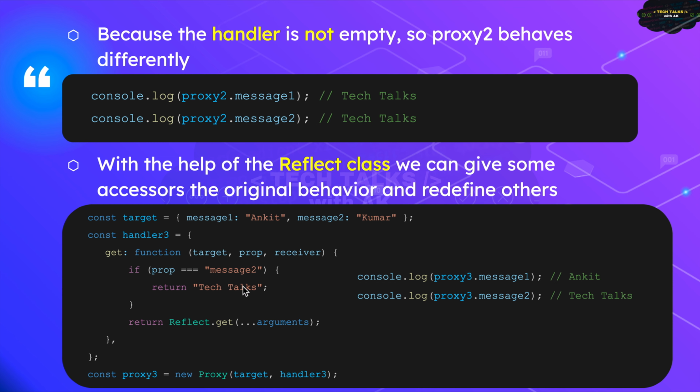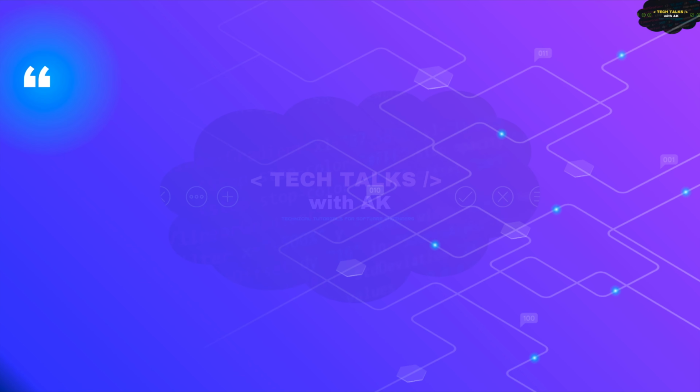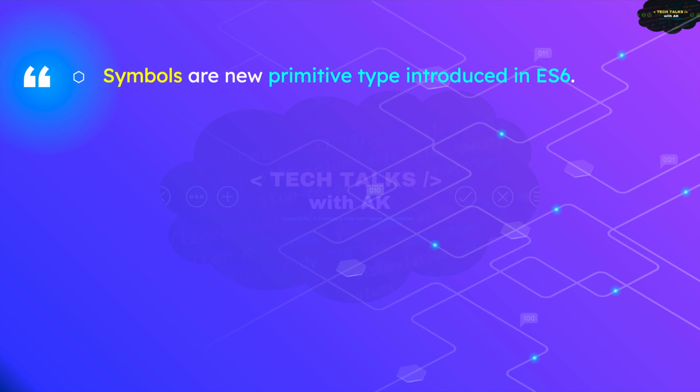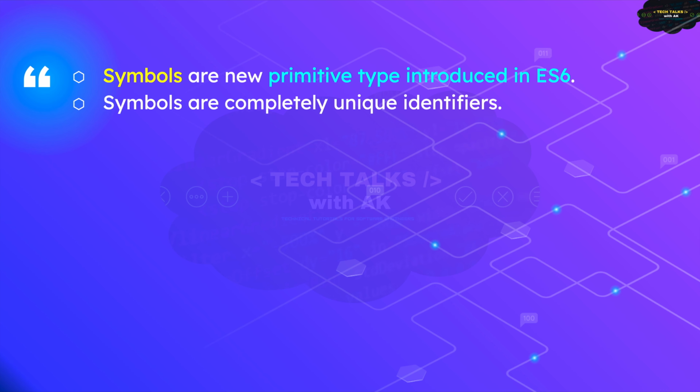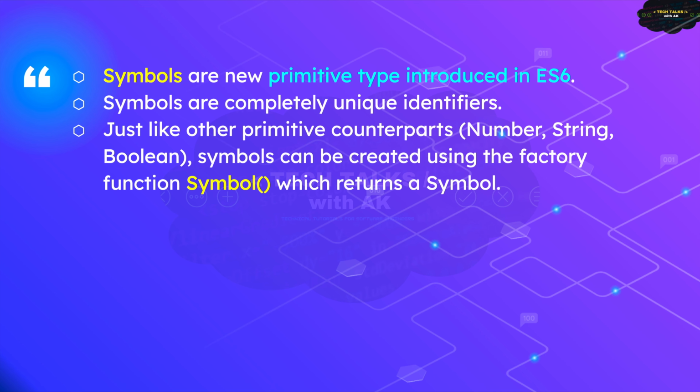Our next question is, what is the symbol in JavaScript? And the answer is, symbols are new primitive types introduced in ES6. Symbols are completely unique identifiers. Just like other primitive counterparts like number, string or boolean, a symbol can be created using the factory function Symbol, which returns a symbol. Example is this.